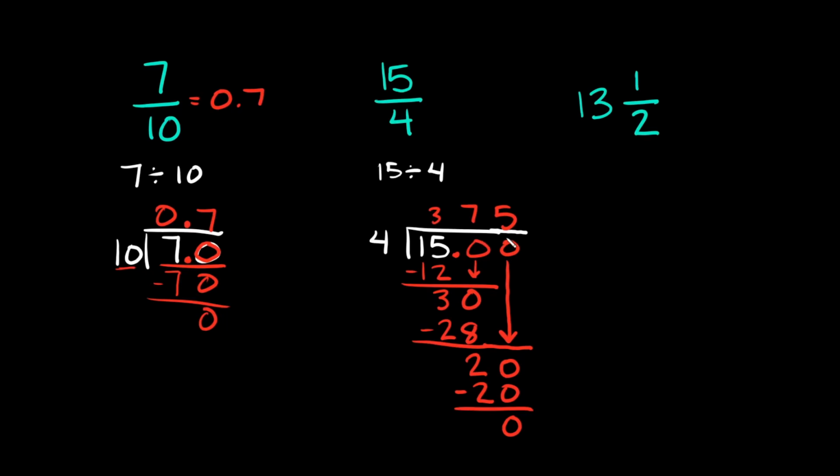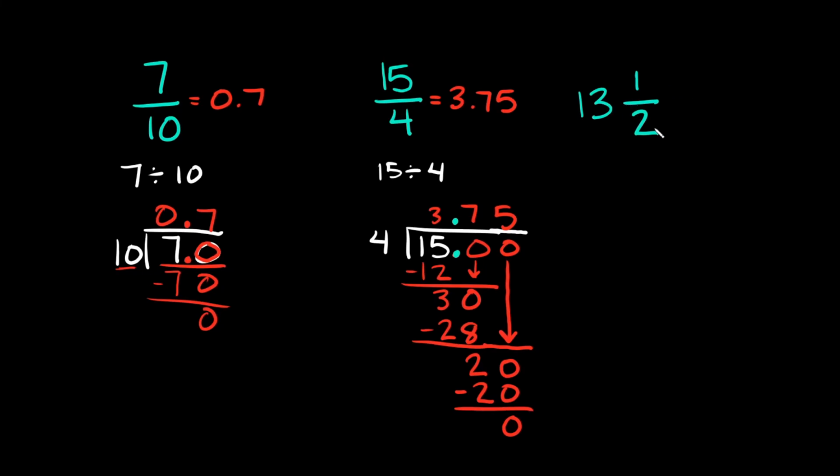Okay, so your answer up here is 375. But again, don't forget your decimal right here, okay? So all you do is bring it straight up and put it in your answer right there. So your answer right here is 3.75. So 15 over 4 as a decimal is 3.75. Okay, now let's do one more example, and it's this mixed fraction up here.